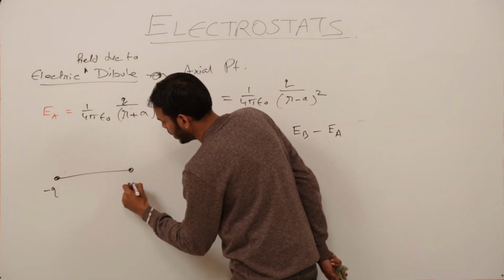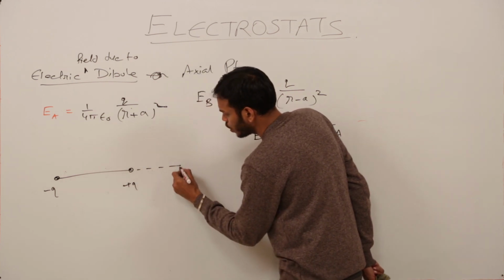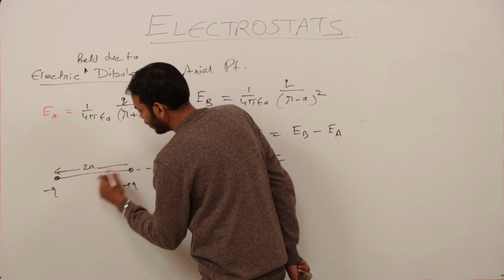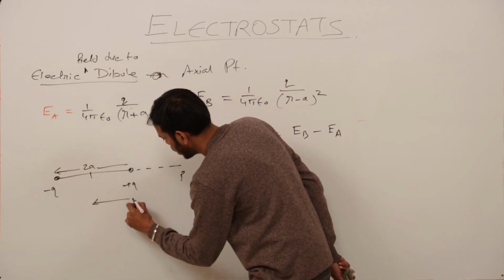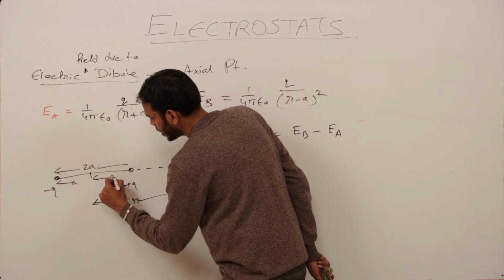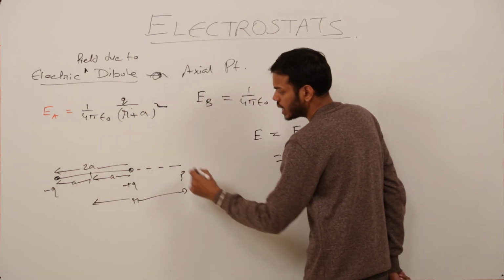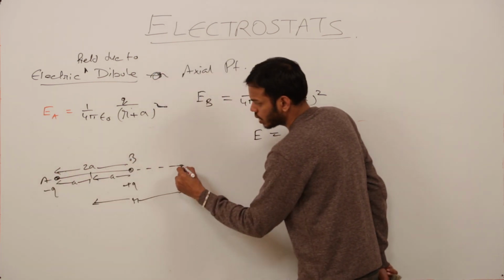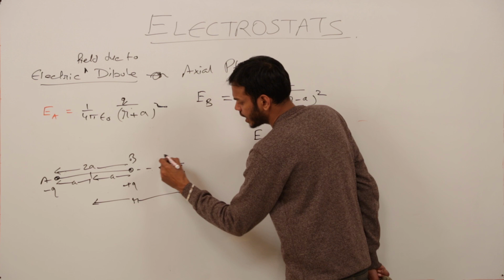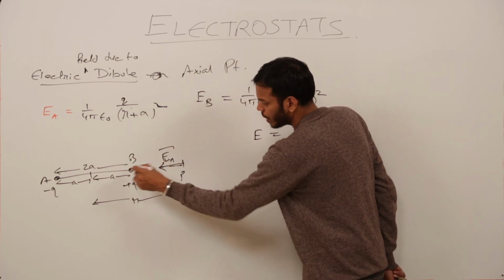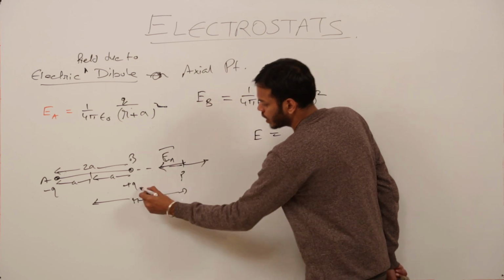Minus Q, plus Q. This was the point P. What are the things I have mentioned here? 2A. From the center, this distance was R, and this single distance A, this single distance A. What else? The electric field due to the particle at A was inwards because that's a negative charge, EA. The electric field due to the particle at B will be outwards, it's a positive charge.